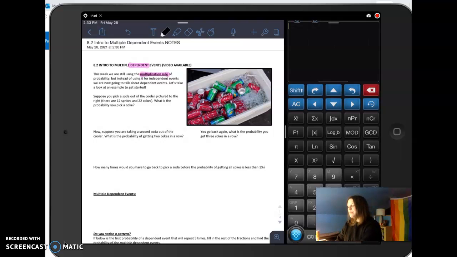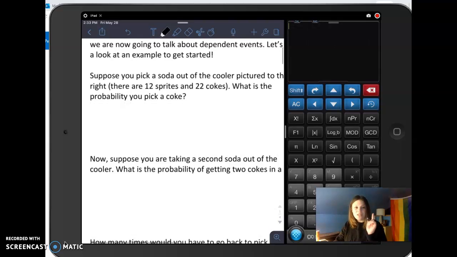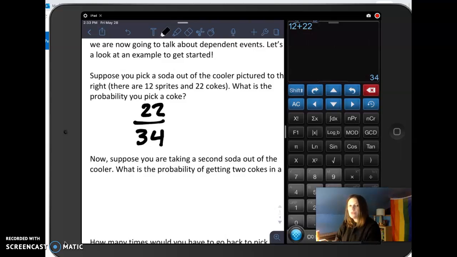Remember, to find the probability of something, just one event, you need to find the total number of possibilities. So we could have any of the 12 Sprites or any of the 22 Cokes. So that's a total of 34. And then you need to put what you're asking about on top. So it's asking what's the probability of getting a Coke. There are 22 Cokes, so 22 out of 34. And then, as always, we multiply by 100 to turn it into a percent.